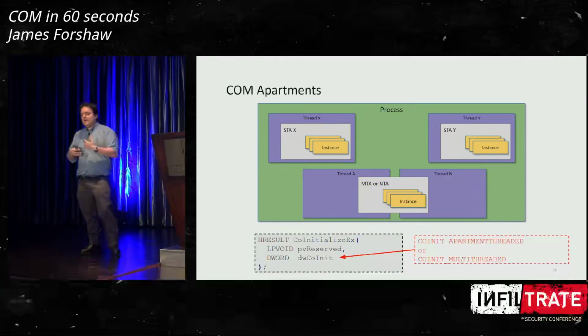So when you use COM, you pass an apartment type you want to use. So this could be apartment threaded or multi-threaded. And what an apartment does is it says, if you create an instance of a COM class inside this apartment, no other apartment in that process is allowed to directly talk to that object. And I'll explain what that actually means in a second.